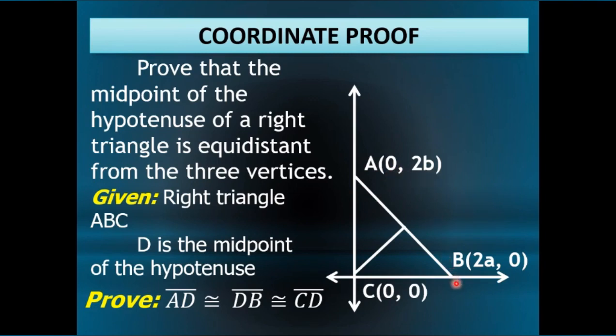And for point B, let us say this one is a. Since this is equal to the other side, this is a plus a, so we use 2a, 0. It becomes 0 because we form here a horizontal line, so the common coordinate will be the y coordinate, that is 0. So we have point A with coordinates 0, 2b, our point B with coordinates 2a, 0, and of course, the point C with coordinates 0, 0.